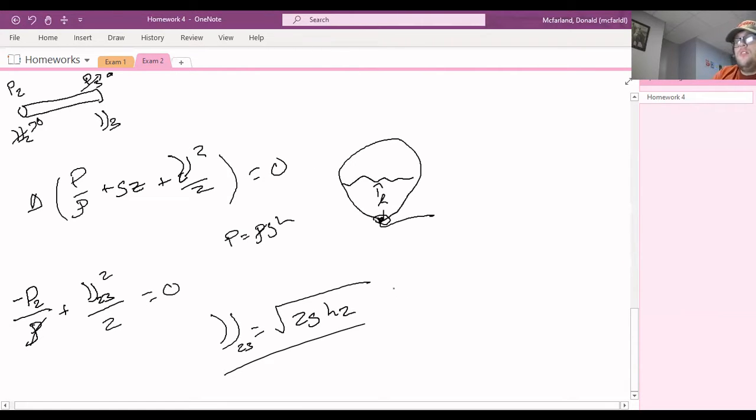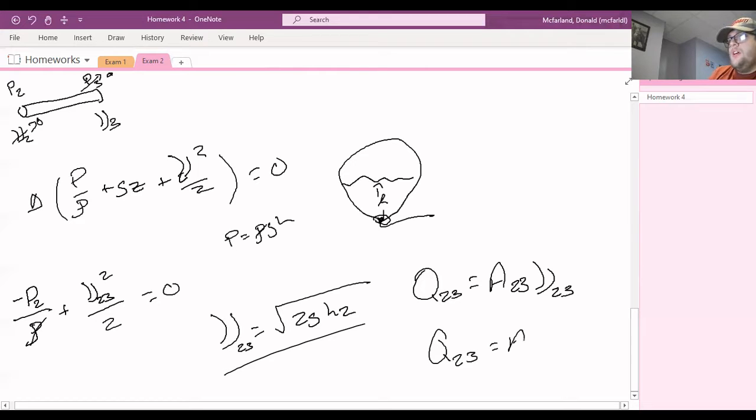So with that, we have our Q23, which is cross-sectional area of pipe 23 multiplied by the velocity. We plug that in, we get A23 multiplied by square root 2GH2.